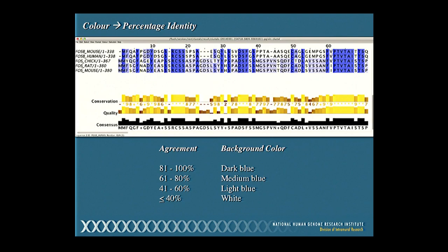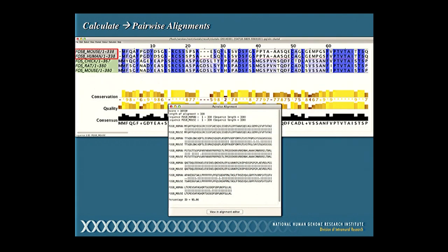So going beyond position by position, are there entire blocks that have to stay together? If we want, we could do just a pairwise alignment for any of the sequences in the set. I've just selected the first two, from mouse and human. You go to the Calculate menu and pick Pairwise Alignments, and you would get this alignment. It tells you the percent identity, ninety-five some odd percent, and the alignment in a format reminiscent of BLAST.